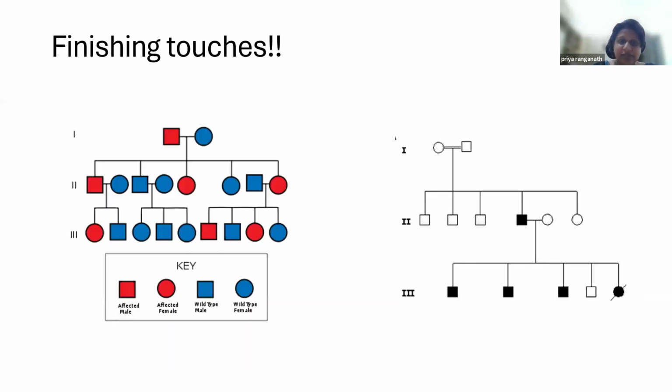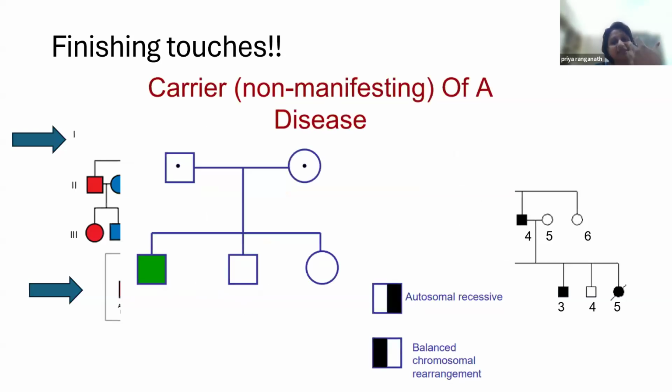Okay, so coming to those parts, and then you always have to remember to add the finishing touches, where you put in the generations. That's the first arrow. Then mention the key, and also mention the numbers for individuals so they can be easily identified. And also, you can put in the carrier's symbol.